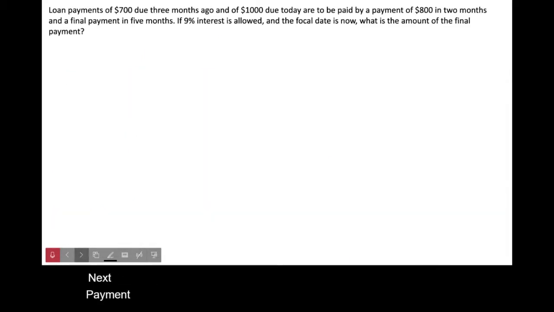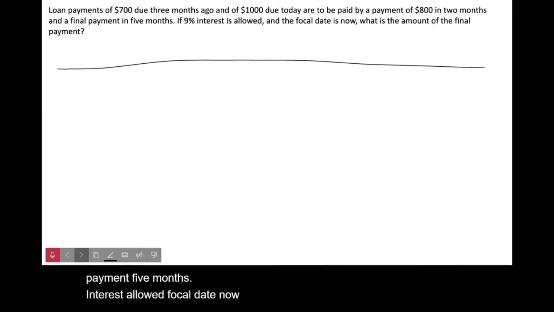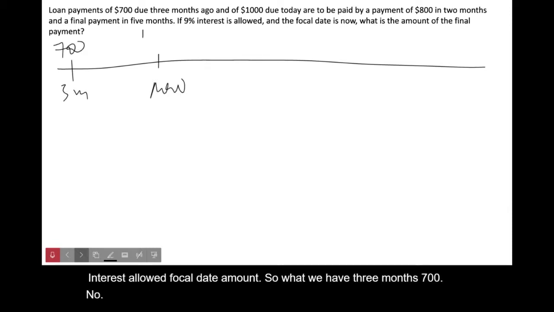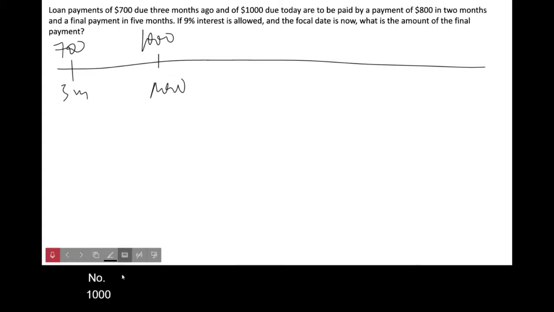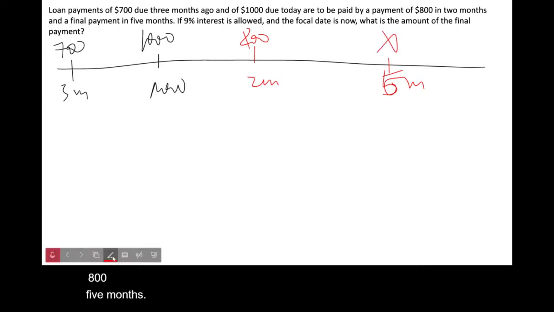Loan payment due 3 months ago, 1,000 today, prepaid in 800 in 2 months, and final payment in 5 months. Interest allowed, focal date now, find the amount. Okay, so what we have: 3 months ago 700, now 1,000. Instead of that, we pay in 2 months 800, and in 5 months X. Focal date is today.